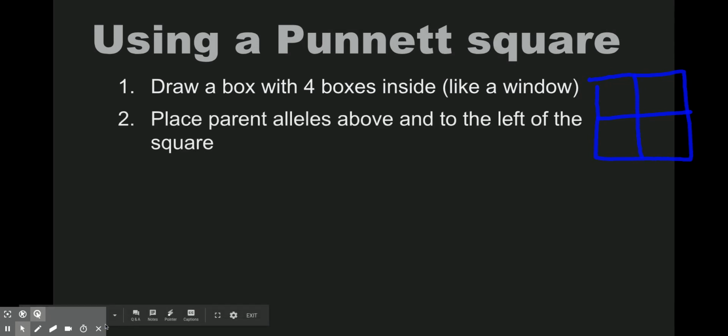There we go. Okay. So then your next step is to place parent alleles above and to the left of the square. Now we already kind of saw this earlier. Also, your parent alleles are going to go up here and over here. So above and to the left.